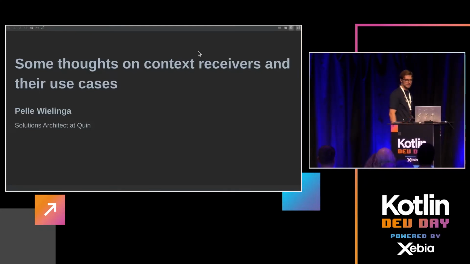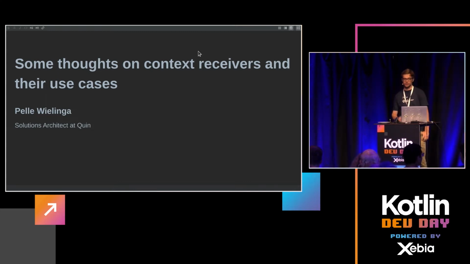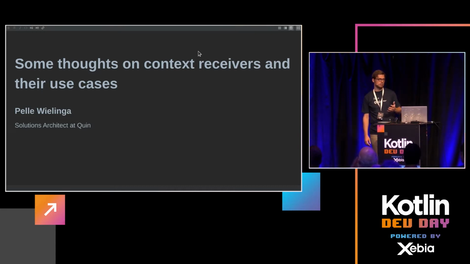Yes, so today we're going to talk about context receivers. Context receivers are a new feature in Kotlin 1.6.20. I'll show what you can do with it, how it works. I'll start with a basic example to show what it does.